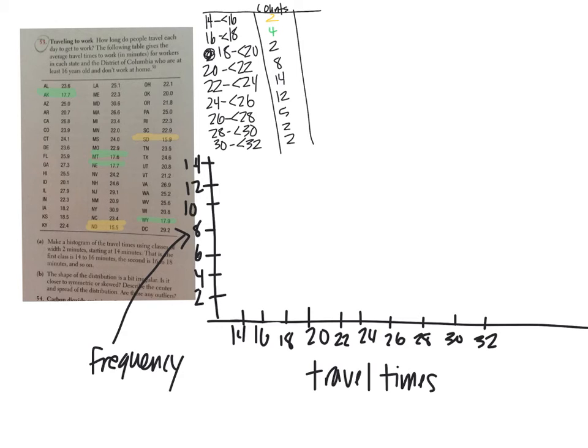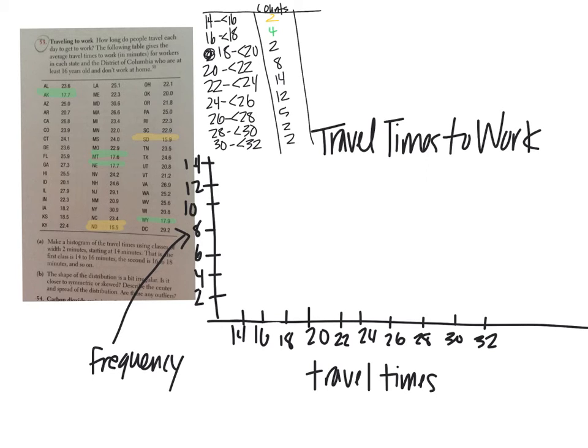So the title of this is travel times to work. And I have the ticks, which are just the little scales. So I have the y and the x-axis scaled. I have those two labels. And then I don't think there's another label that I need to add because we don't have any kind of key that's necessary. So I'm going to draw bars.